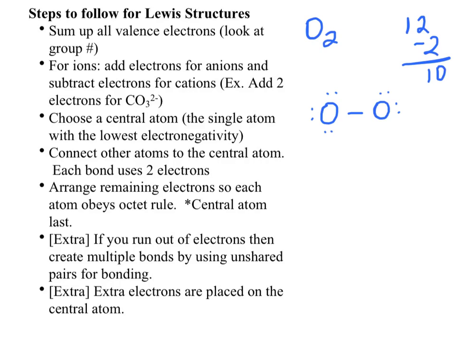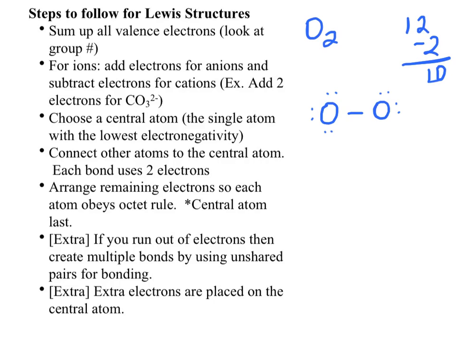And so now I can see that there's going to be a problem because the oxygen on the right is only surrounded by 6 valence electrons. In our extra rules, it tells me what to do if this happens. If I run out of electrons before everything obeys the octet rule, then I can create multiple bonds.